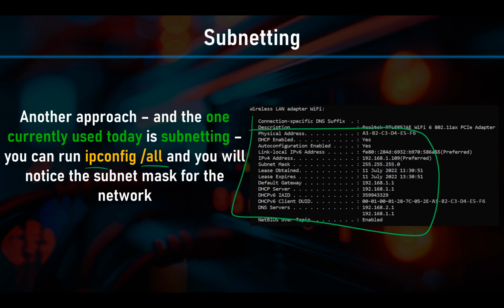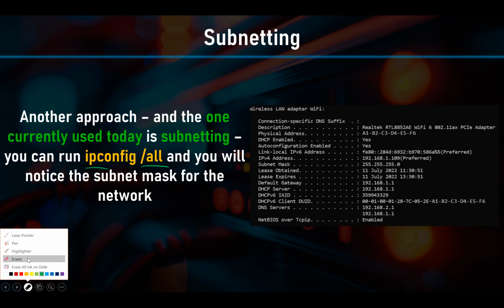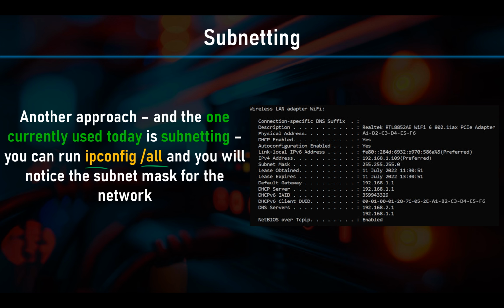Yeah, just about the various network cards, things like that. And we can also see the subnet mask for the network. So let me erase that, and let's try to highlight the important information.